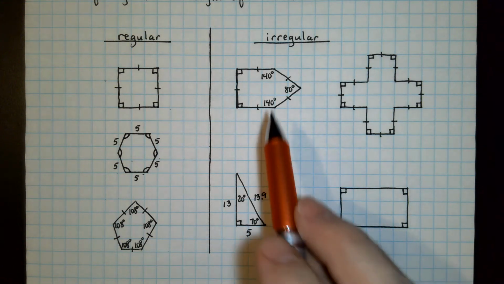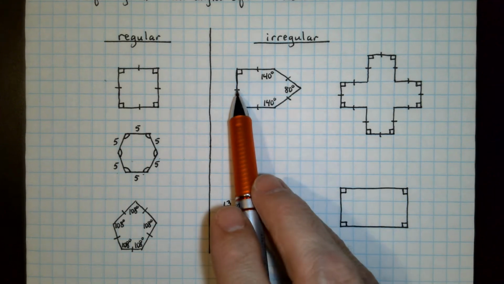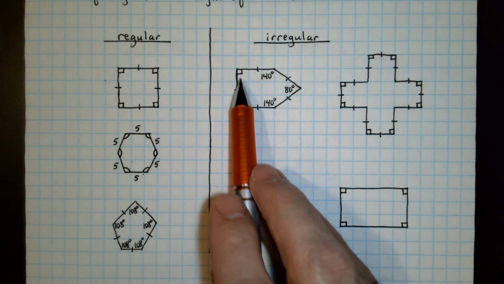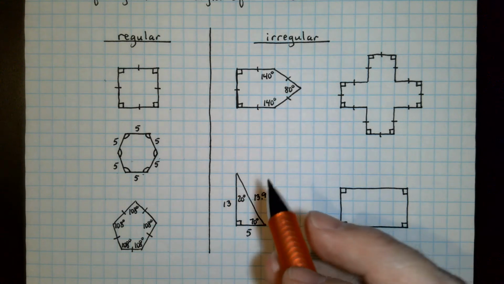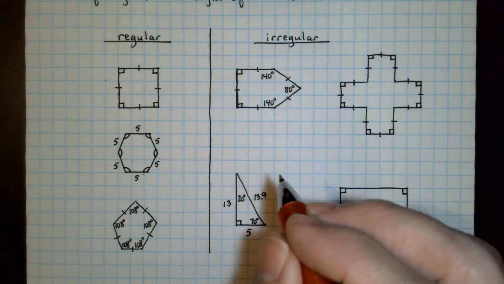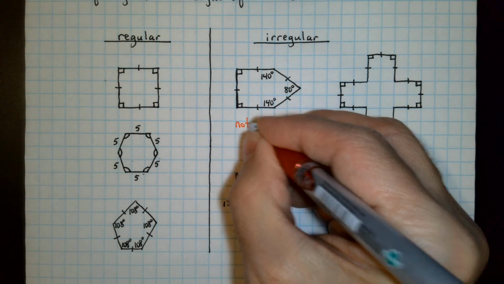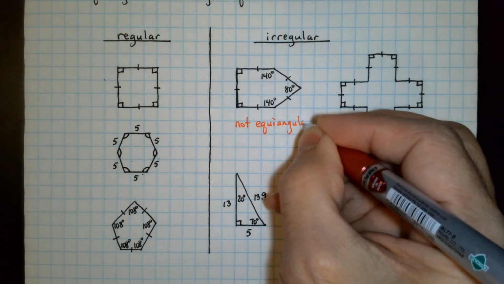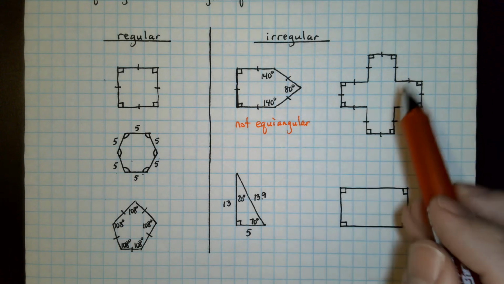On this other side of the grouping, we have irregular shapes, and they're irregular for specific reasons. If I look at this diagram, I have markings that show these sides are all the same, but clearly here we have some different angles. So it is equilateral, but it is not equiangular. That's the problem for this one, not equiangular.